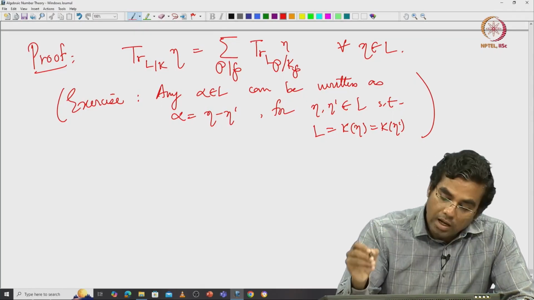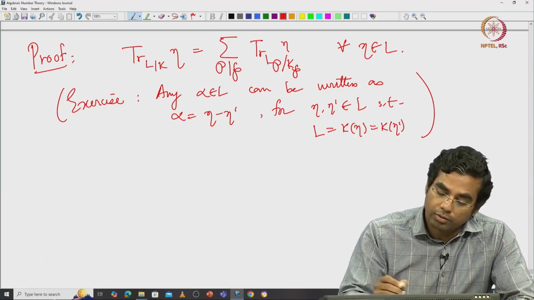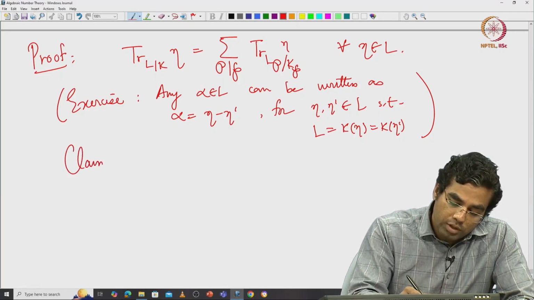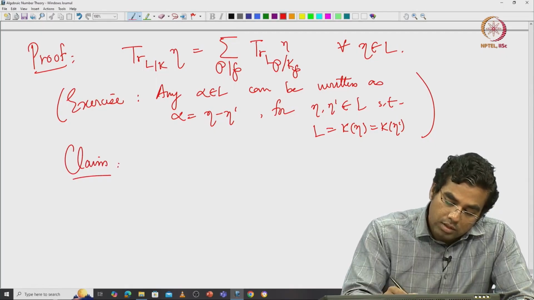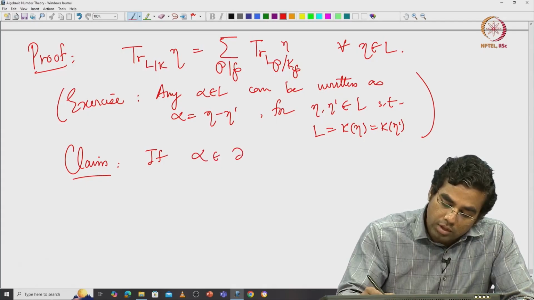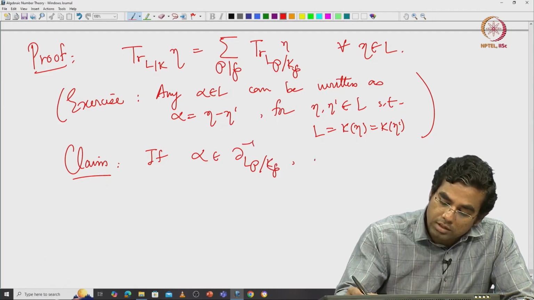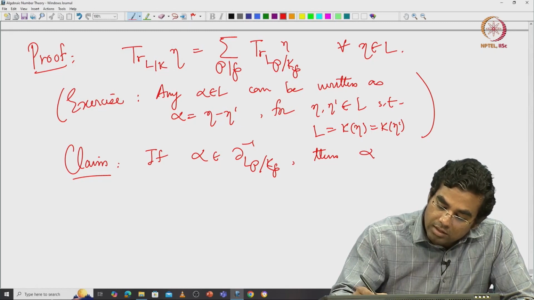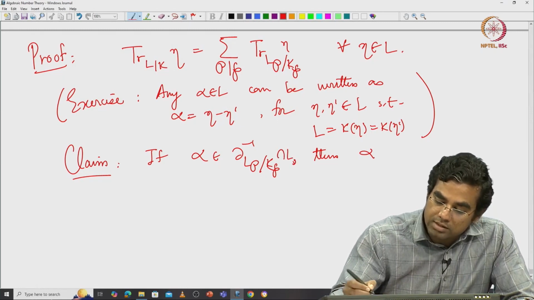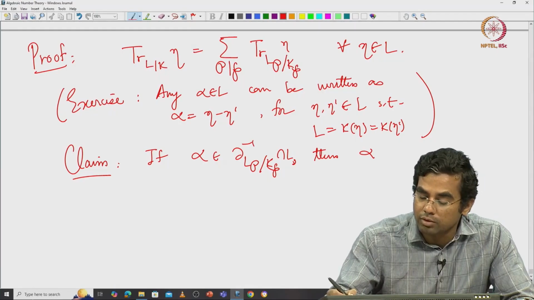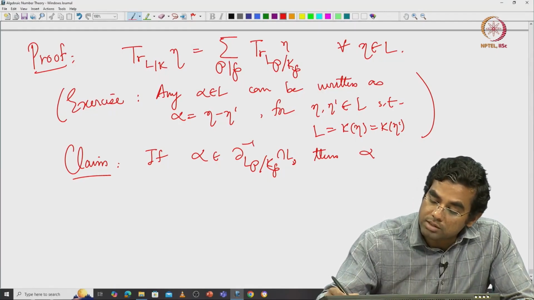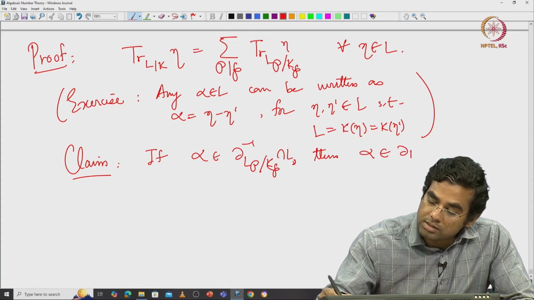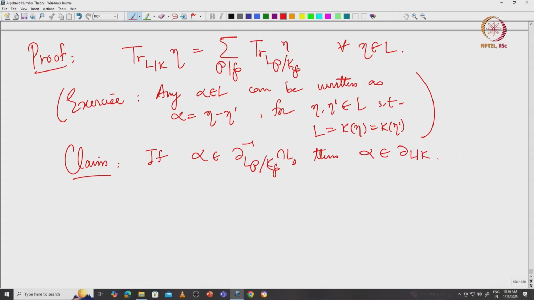Okay. So, now we want to go back to the proof. Here is the first claim. If alpha belongs to the inverse of d_{L_P over K_p}, and it is in the intersection of this and L, as I said, this is a local ideal a priori, so I want to consider only global elements for the comparison to make sense, then it is also in the inverse of d_{L over K}. This is what we want to show.